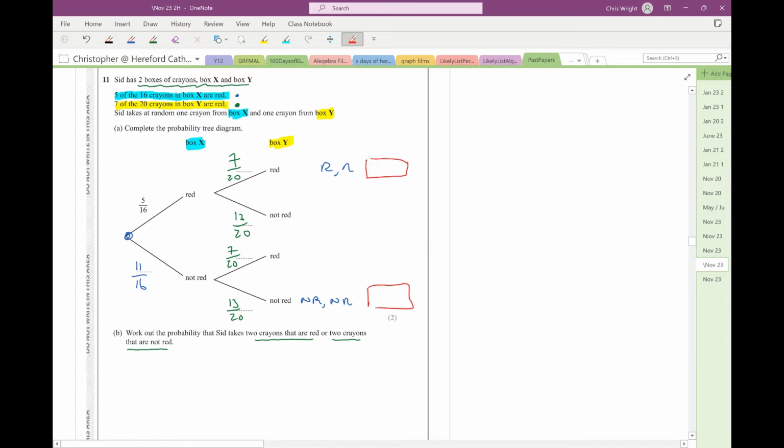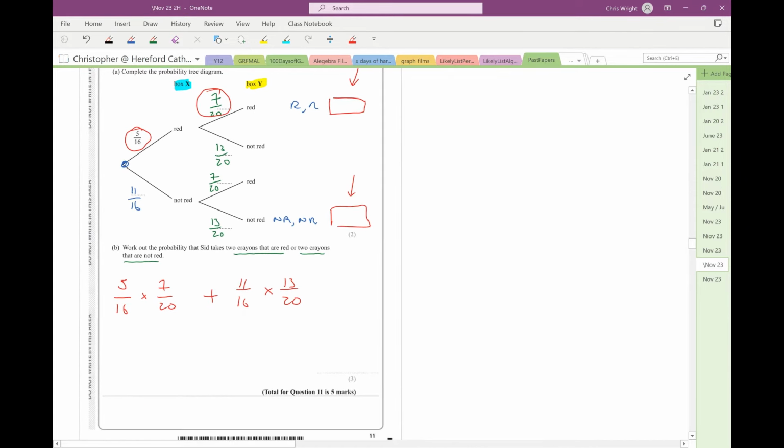Now, how do I work out the probability of that outcome? Well, you multiply, don't you? 5/16 multiplied by 7/20. That's the probability of getting red and red, and onto that I'm going to add the probability of this outcome: 11/16 times 13/20. Now the rest of it is just calculator use.